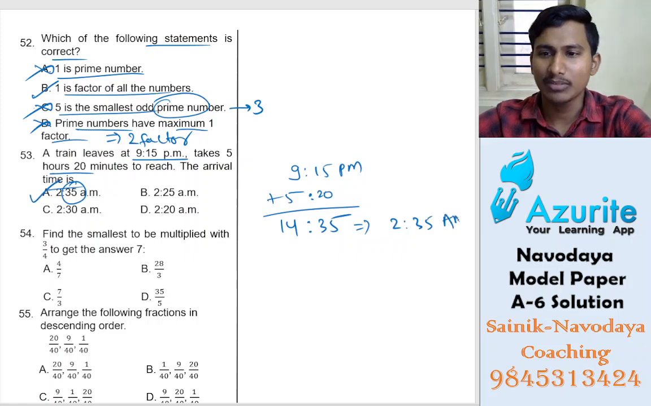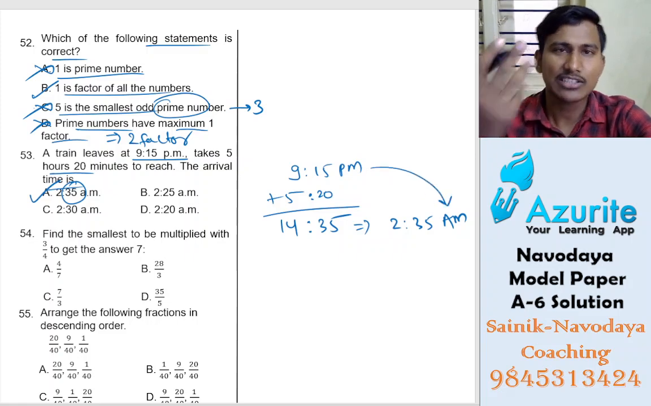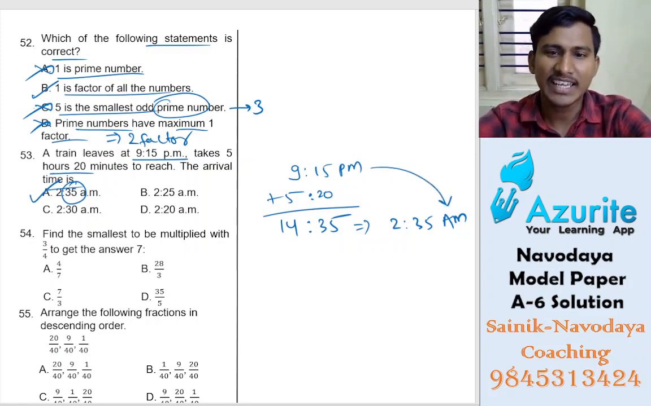Or you can take it as 2:35 a.m., right? Understand? So PM will change to AM. That you can also do with options. Option A is the answer. Understood?